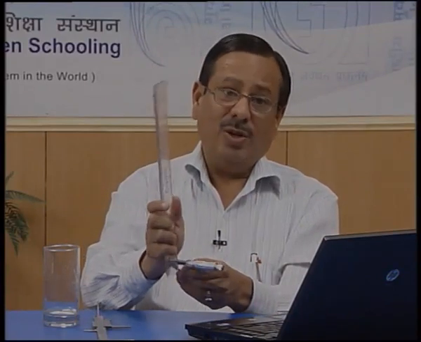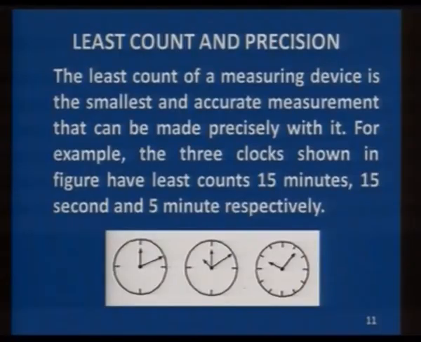And now, in all measurements, the important point is the least count. The least count of a measuring device is the smallest and accurate measurement that can be made precisely with it. For example, the 3 clocks are shown here in the figure, and these 3 clocks have least counts of 15 minutes, 15 seconds and 5 minutes respectively.